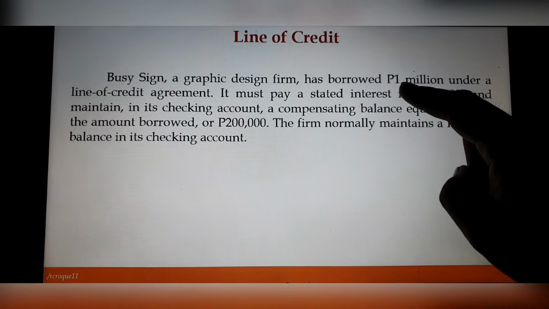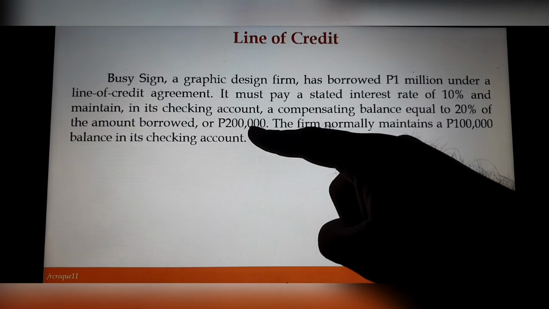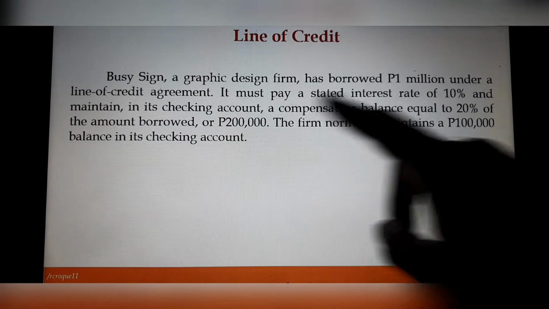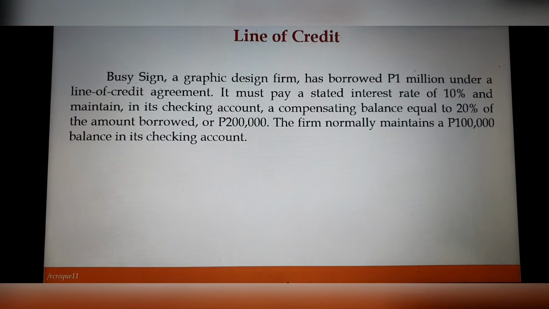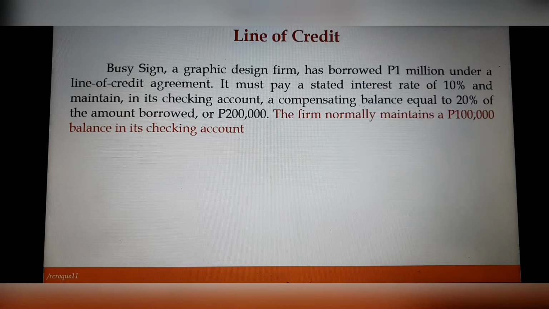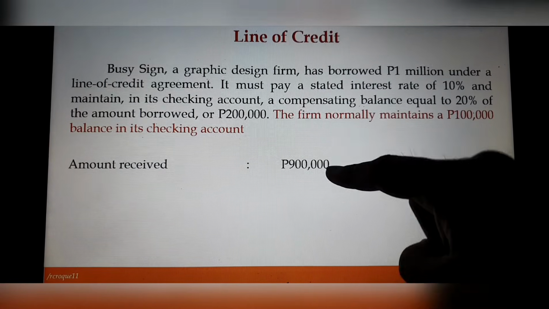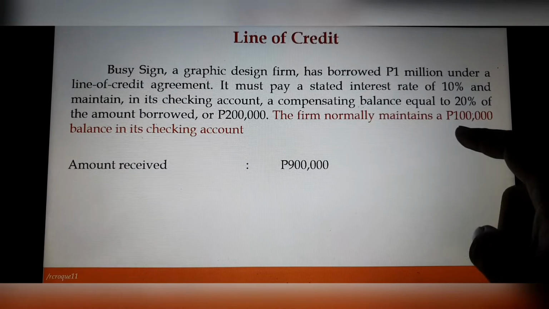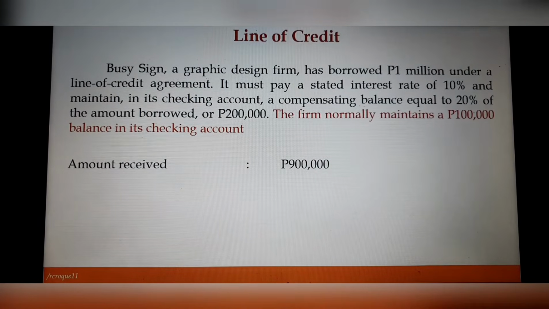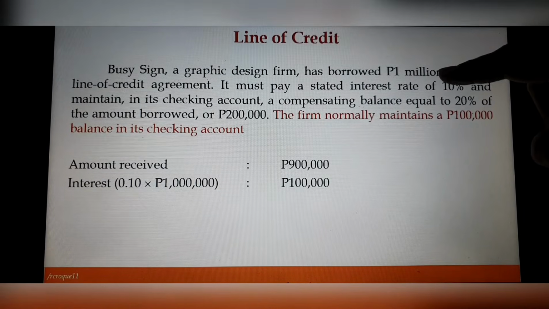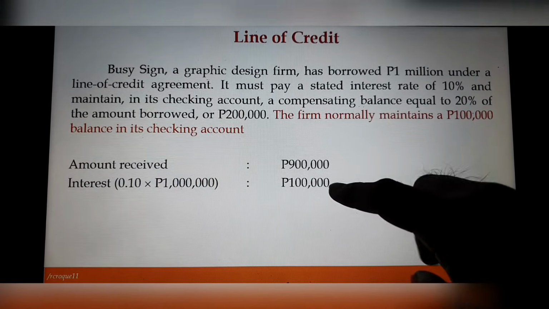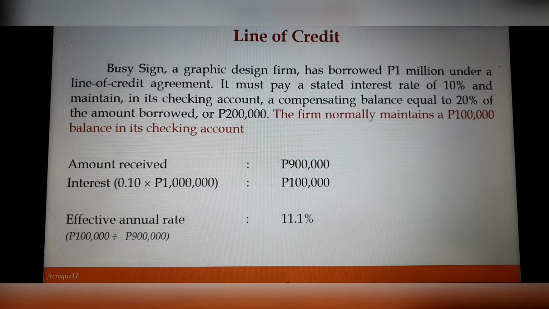Ngayon, kung manghiram siya ng 1 million, 200,000 na dapat niyang maiwan ng compensating balance, it will only require business sign na mag-iwan ng additional 100,000. Therefore, ang ating amount received ay 900,000. 1 million minus yung 100,000 na additional to complete the 200,000 compensating balance. Okay? So the interest is still based on the 1 million amount na borrow. So 10% of that. So effectively, the annual rate is 100 over 900, which is 11.11%.